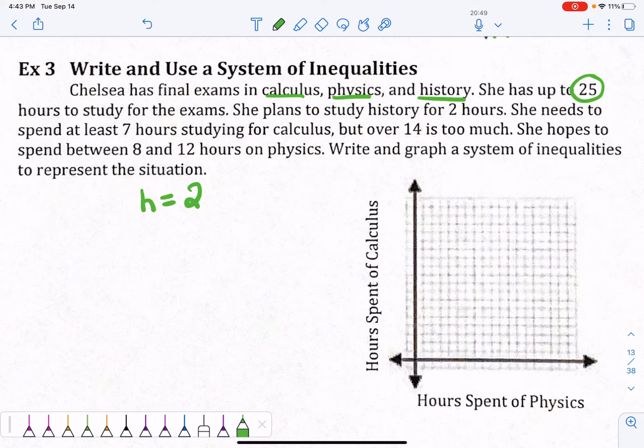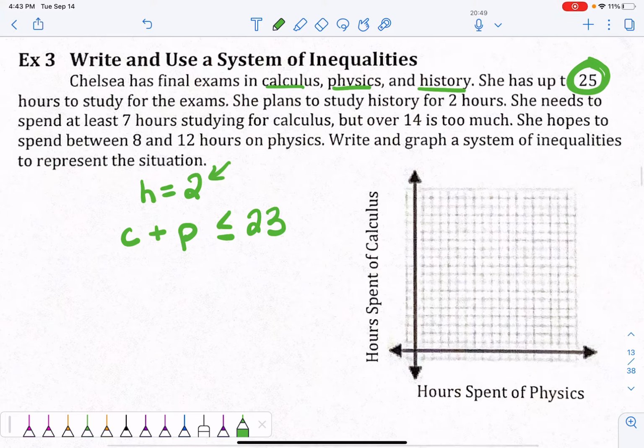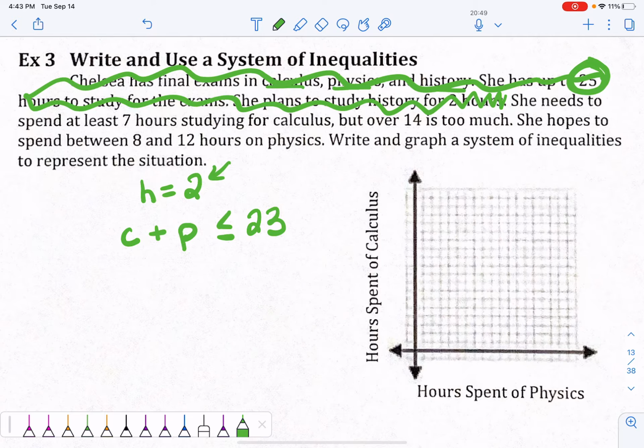But that gives us a little more information, because that means we have calculus and physics together. The number of hours spent on calculus plus the number of hours spent on physics has to be less than or equal to 23 in this case, because 25 total, minus 2 hours spent on history, means we have 23 hours left. So we've gotten that information done, and we already have one inequality ready to go.